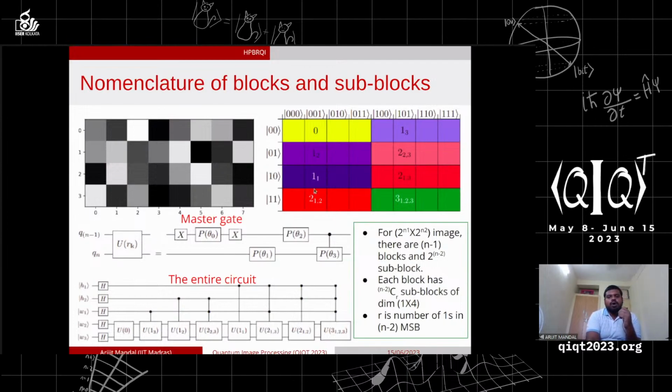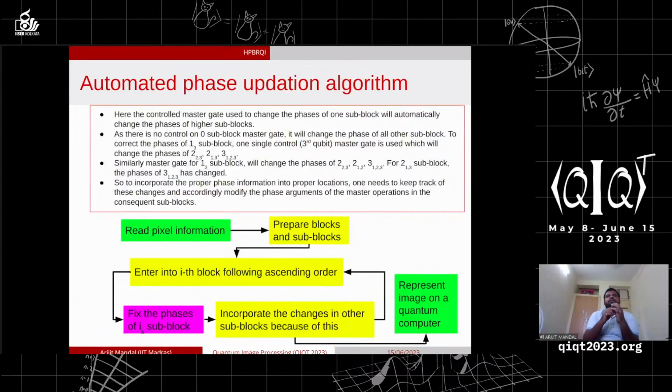So let's say for the 1 1 subblock, the control is on the first qubit. For the 1 3 subblock, the control is on the third qubit, and so on. Now the thing is, when you fix the phases of block 0, it will definitely change all the higher subblocks. So you have to maintain that. So to maintain that, we propose the phase updation algorithm.